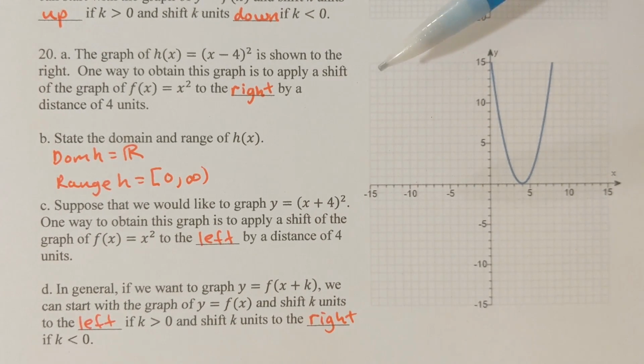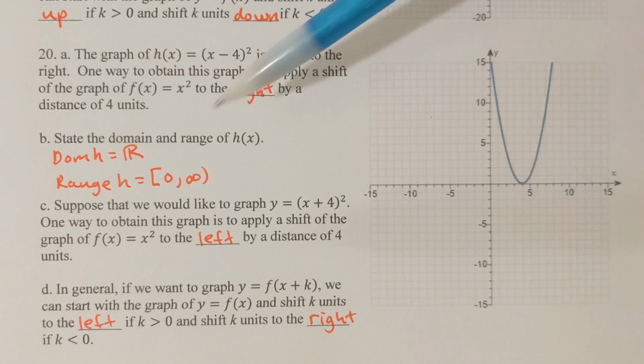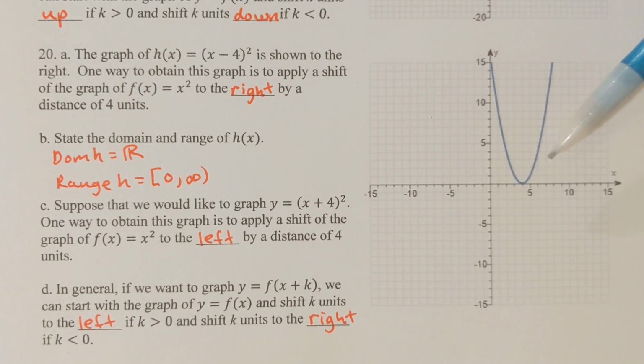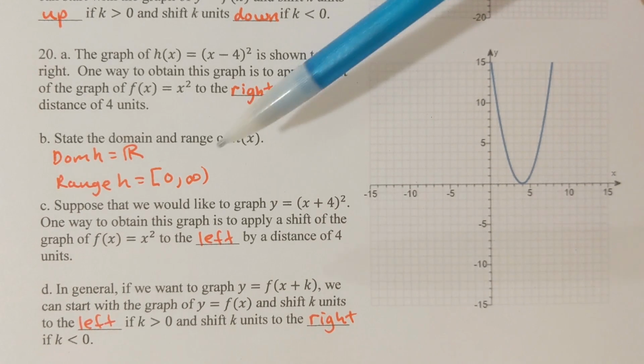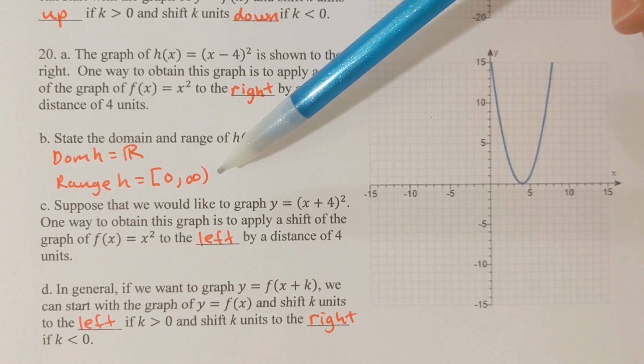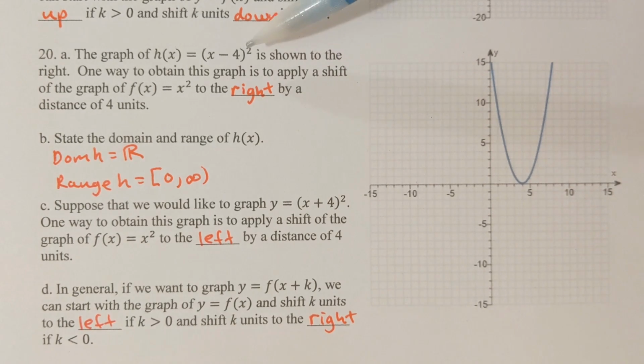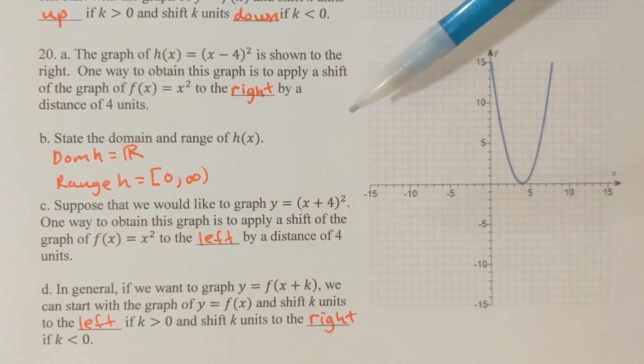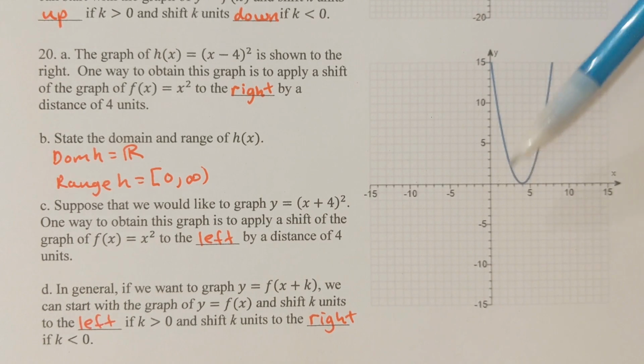State the domain and the range of h of x. The domain would be all real numbers. Okay, again, you can square anything that you want. The fact that I've got a minus 4 there doesn't matter, right? I can take any number, subtract 4, and then square the result, right? I can do that to any number I want. The range would be 0 to infinity. So by squaring anything, I will never have a negative coming out of that calculation. And of course, I can also get that from the picture here.